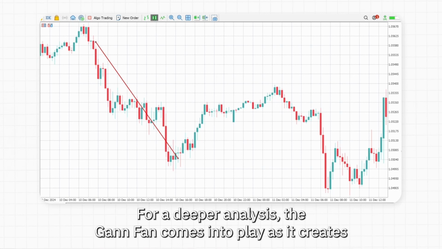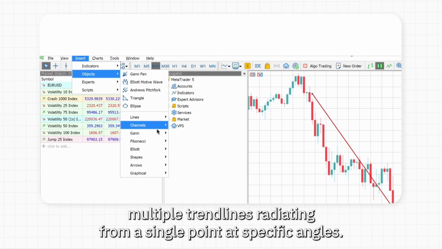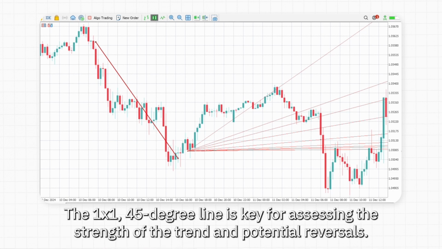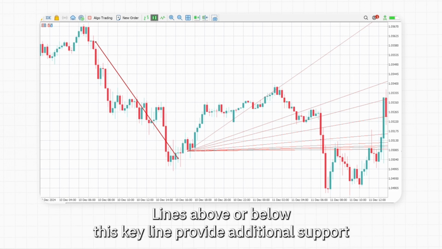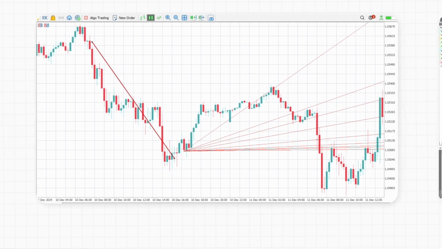For a deeper analysis, the Gann fan comes into play as it creates multiple trend lines radiating from a single point at specific angles. The 1x1 45-degree line is key for assessing the strength of the trend and potential reversals. Lines above or below this key line provide additional support and resistance levels, helping traders make informed decisions.